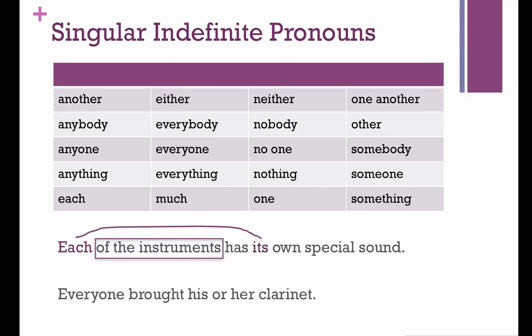In the second example, "Everyone brought his or her clarinet." "Everyone" is the singular indefinite, so I need a singular pronoun, "his or her." It's important to say both "his or her" in this case because "everyone" is referring to an unspecified group. We don't want to make assumptions about the gender of those playing clarinet unless the context of the paragraph indicates that everyone in the group is one or the other gender. You need to use "his or her."